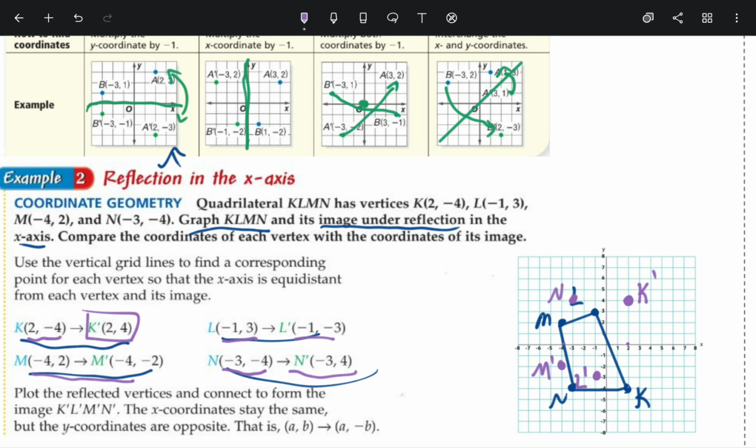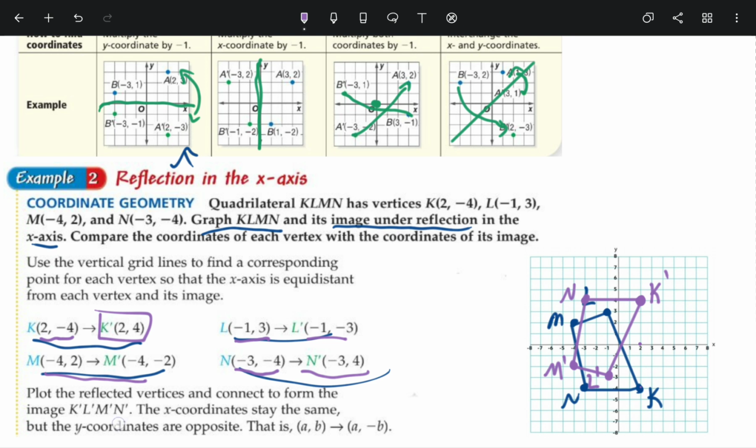Okay. Go ahead, connect our points. And we have reflected the image. Now, it is okay if they overlap a little. That is completely normal. It doesn't affect your answer. So the x coordinates stay the same, but the y coordinates change signs. So if it's positive, it's negative. If it's negative, it's positive. Let's do another example.